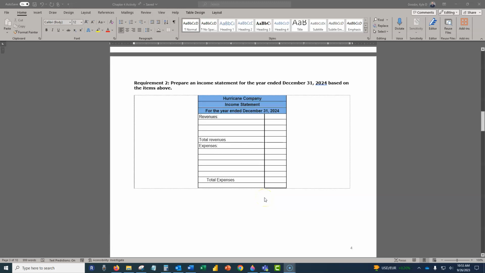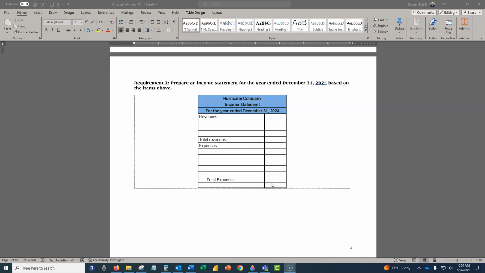All right, so let's talk about requirement 2 here, where we're going to create an income statement out of the information that we just processed up above. So we know we're looking at an income statement. The income statement ultimately is going to show us our net income or our net loss. And the way that we calculate that is to take all of our revenues minus all of our expenses. That gives us our net income.